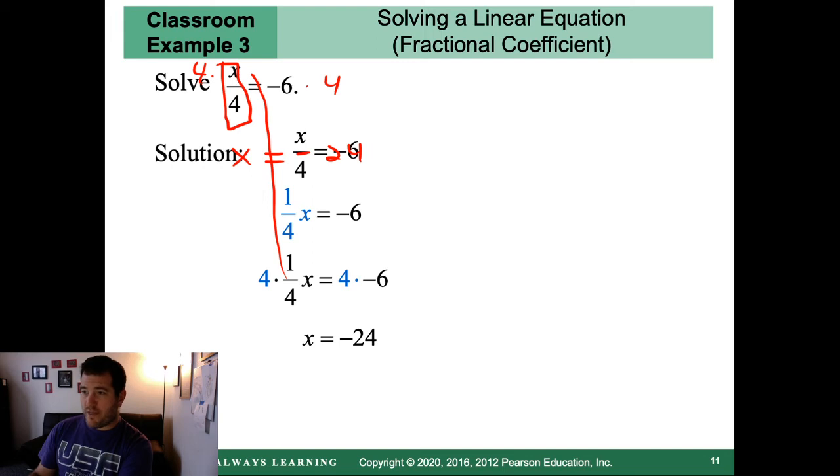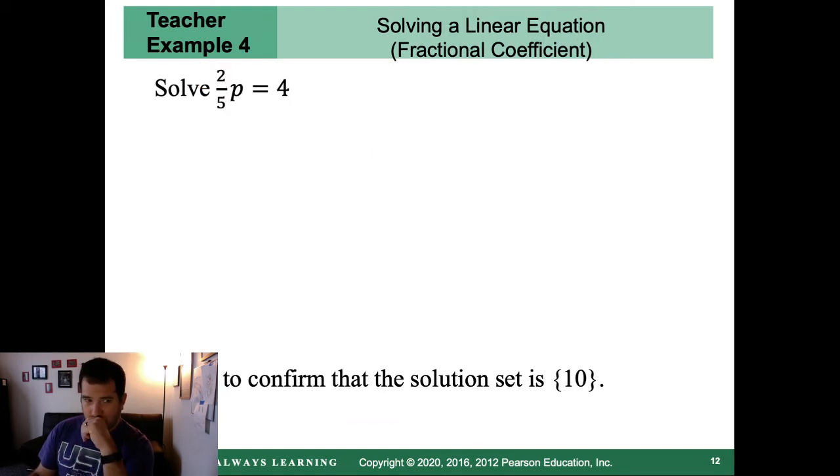So hopefully that's making sense so far. So the solution set is 24. Okay, I think this is... Oh no, we have two more types. Okay, so this is teacher example 4.